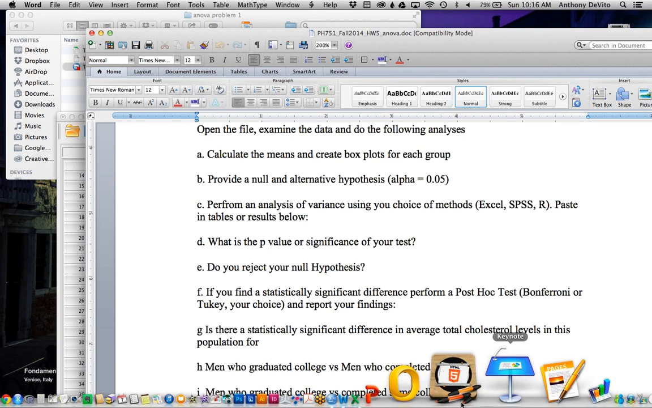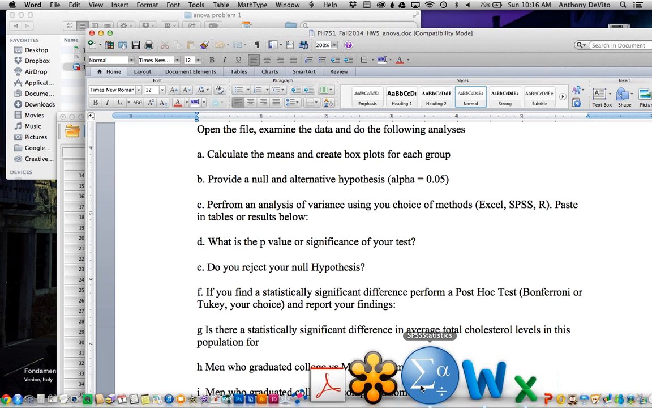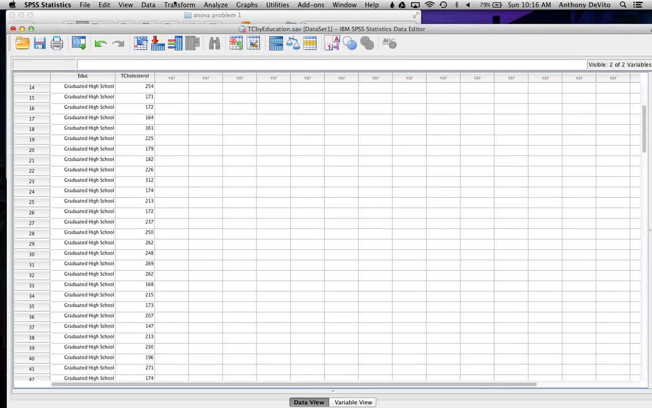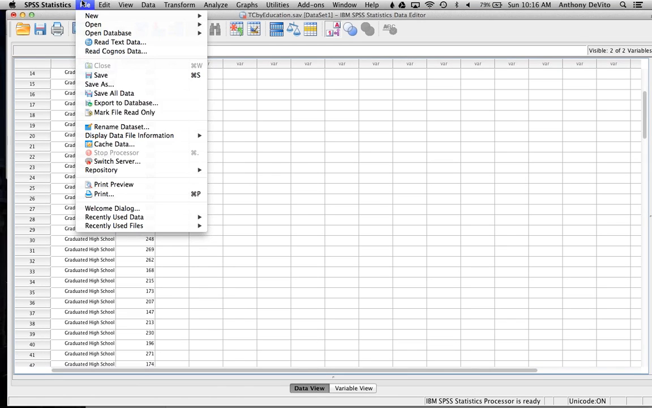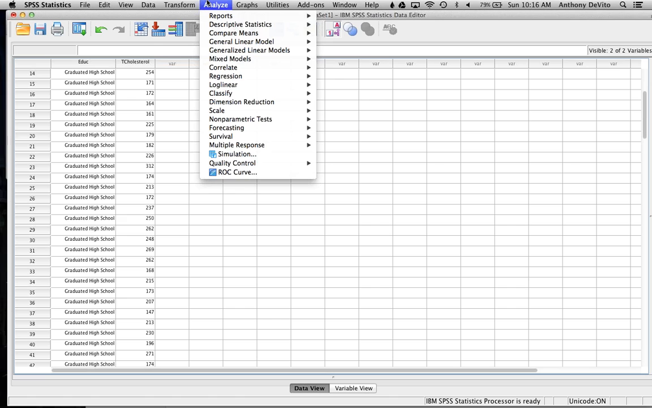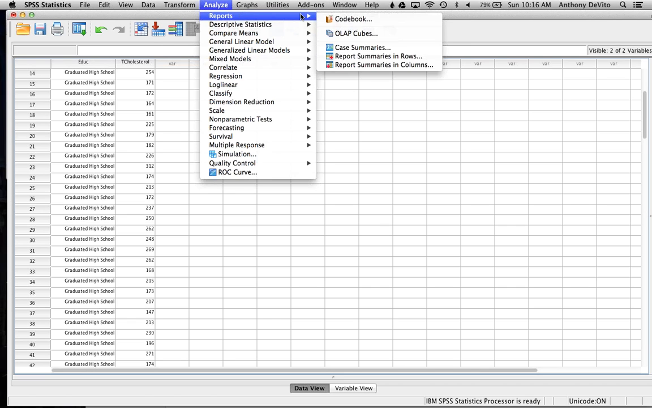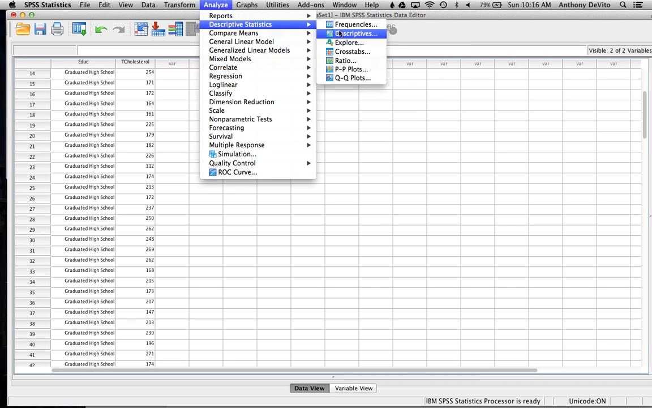So I'm going to go into SPSS again, and go into Analyze, Descriptive Statistics, and I could go into Descriptives. The problem with Descriptives is it won't allow me to break it up into different categories. It won't allow me to separate the groups: graduated high school, some college, and graduated college. So I need to go into Explore.